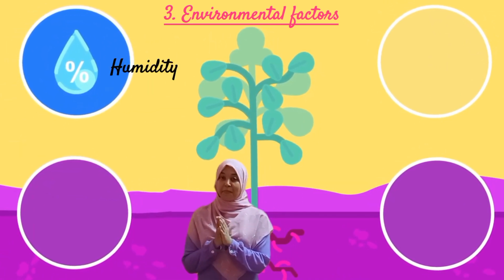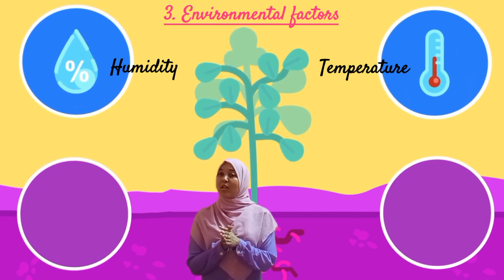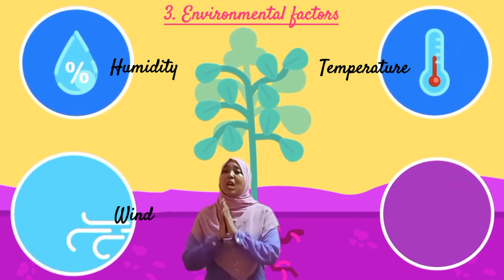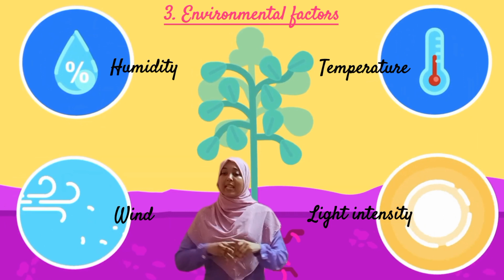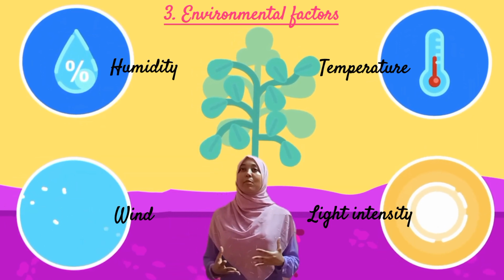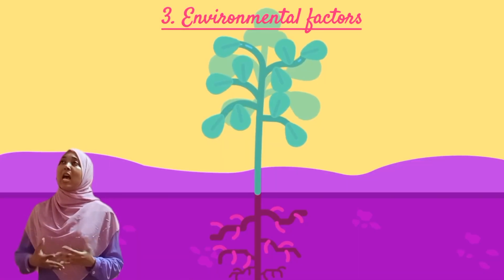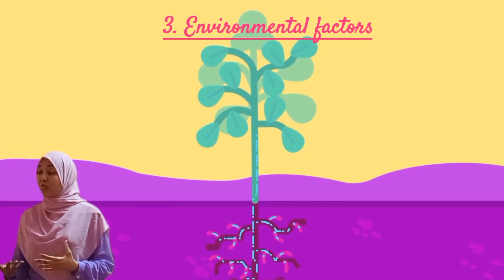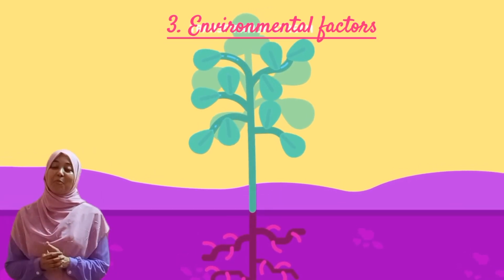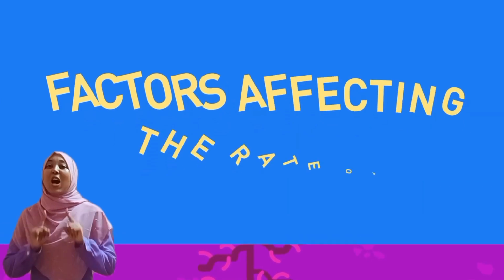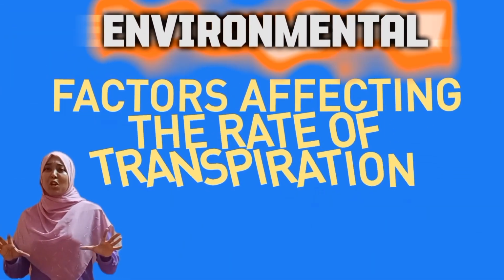So in this video, we are going to discuss the environmental factors that affect the rate of transpiration. Now, when talking about environmental factors, we are going to discuss what happens when a certain factor is either high or low. So, for example, when mentioning temperature, we are going to discuss how high temperature affects the rate of transpiration as well as low temperatures. So stay tuned. Now, our first factor is temperature, of course.